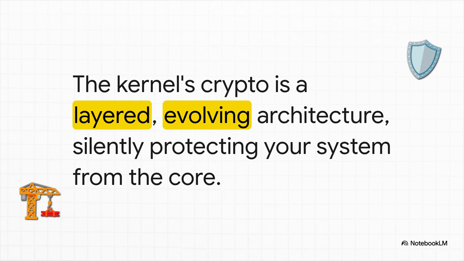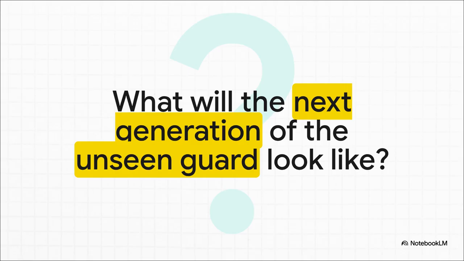The kernel's crypto engine isn't just one single thing. It's this sophisticated, layered, and constantly evolving architecture. It's that unseen security guard, and its main job is to verify trust. And the best part? It's getting faster, leaner, and smarter all the time. And that really just leaves us with one final thought. We've seen this evolution, right? From RSA to the more efficient ECDSA to the incredibly lean design of WireGuard. As our digital world gets more and more complex and threats keep evolving, what do you think the next generation of this unseen guard is going to look like? What will it need to be?